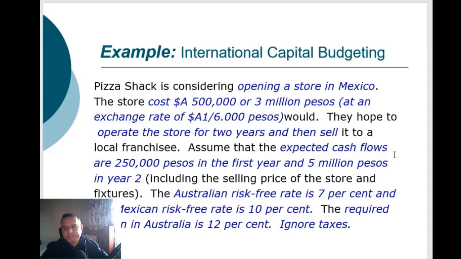Assume the expected cash flows are 250,000 pesos in the first year and 5 million pesos in year 2, including the selling price of the store and fixtures. The Australian risk-free interest rate is 7%, and the Mexican risk-free rate is 10%. The required rate of return in Australia is 12%. Ignore taxes. So we need to do the international capital budgeting in this scenario. How are we going to do that?